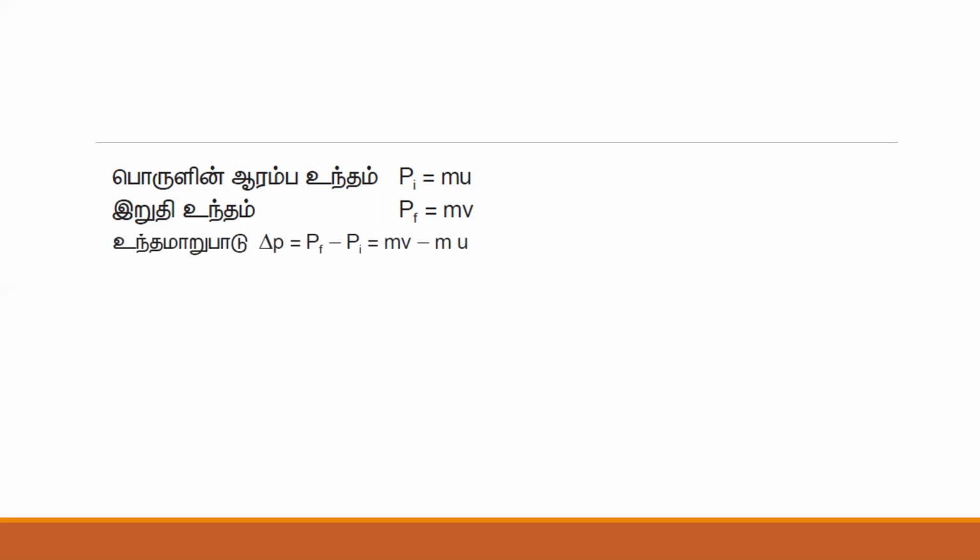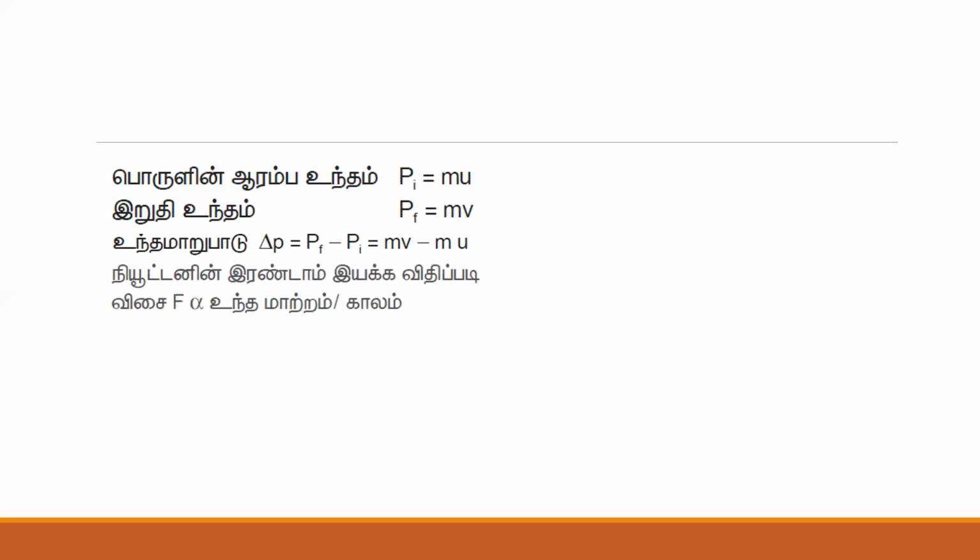அப்ப உந்த மாறுபாடு என்னன்னா, இந்த ரெண்டு உந்தத்துக்கும் என்ன மாறுபாடு? இங்க கொடுத்திருக்கிற அந்த முக்கோண சிம்பலுக்கு பேரு டெல்டா, மாறுபாடுன்னு அர்த்தம். இப்ப டெல்டா P equal to PF minus PI, அதாவது இறுதி உந்தம் minus ஆரம்ப உந்தம். இறுதி உந்தம் MV, ஆரம்ப உந்தம் MU. உந்த மாறுபாடு என்பது MV minus MU.